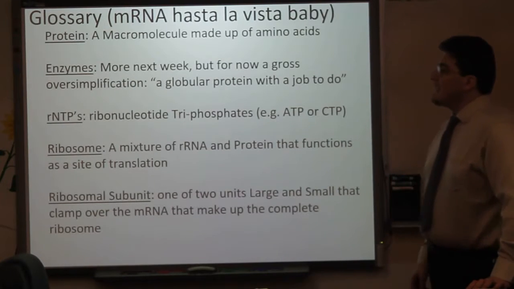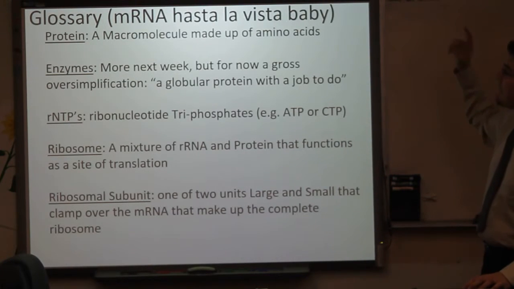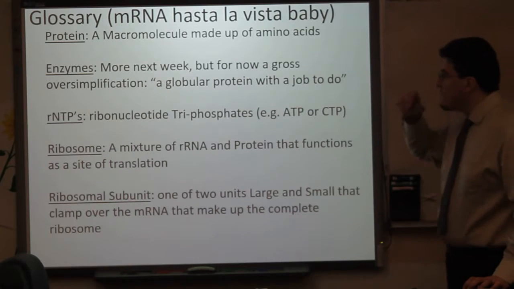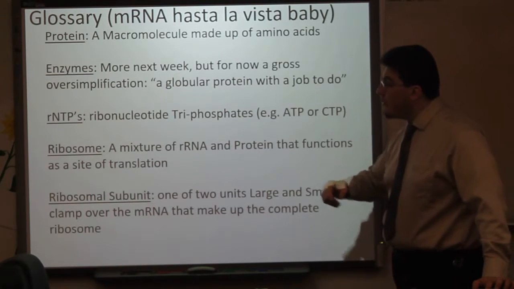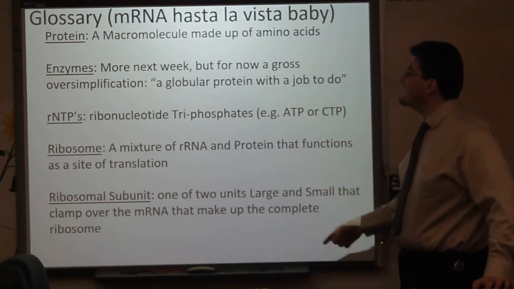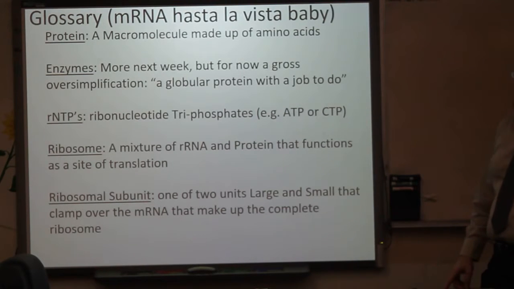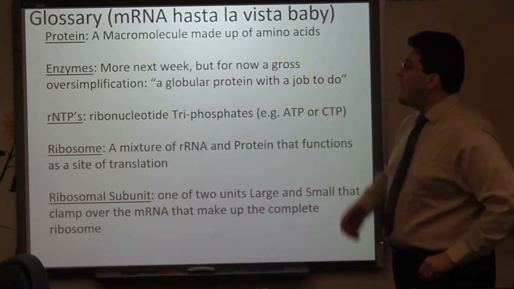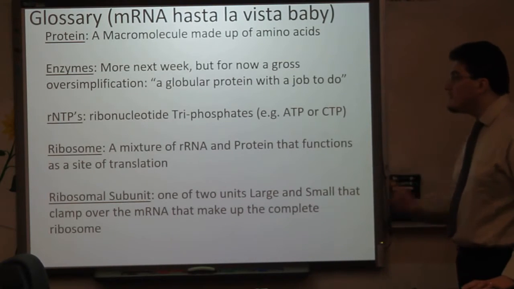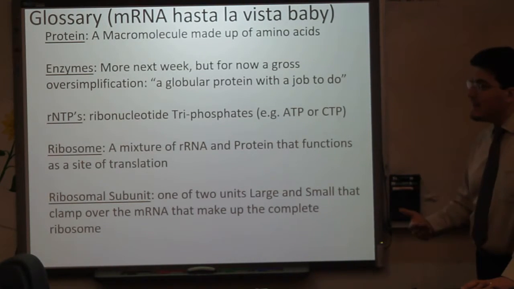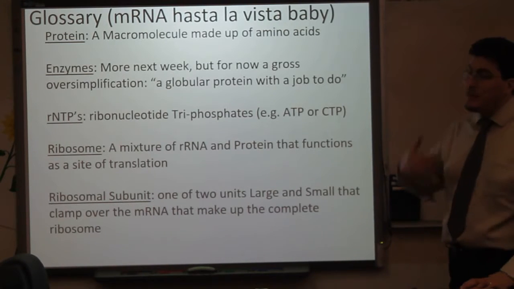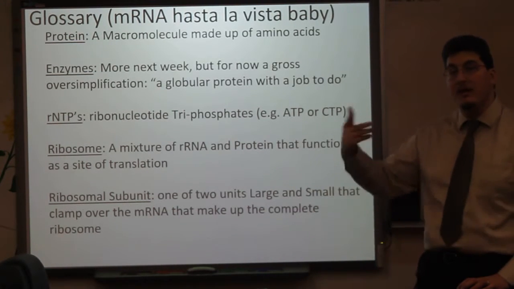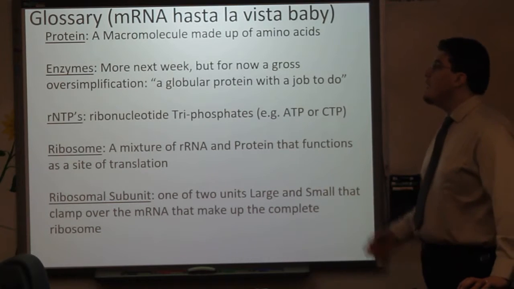A protein is a macromolecule that is made up of amino acids. Enzymes, more on enzymes immediately following this, but for now a gross oversimplification. It is a globular protein that has a job to do. RNTPs are ribonucleotide triphosphates. ATP is an example of this. CTP, GTP, and UTP are examples of this as well.